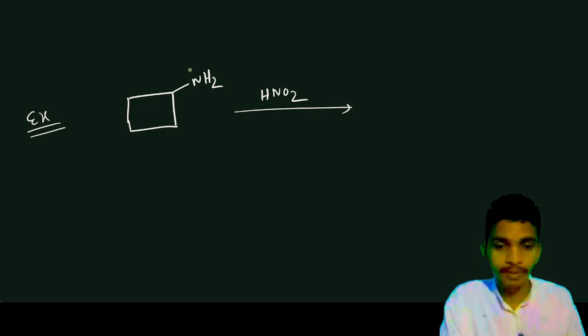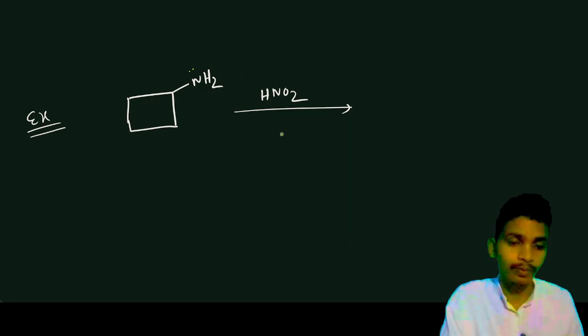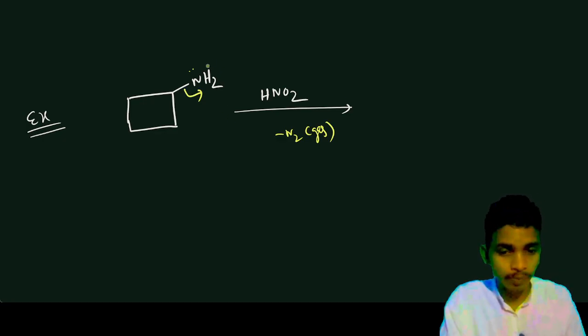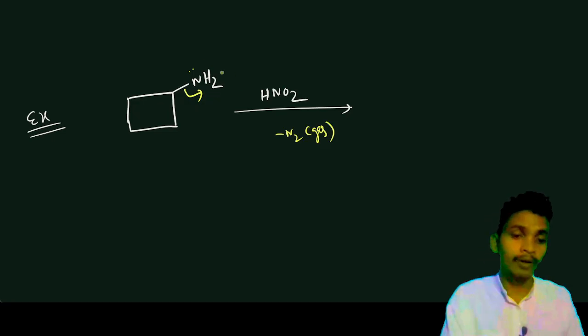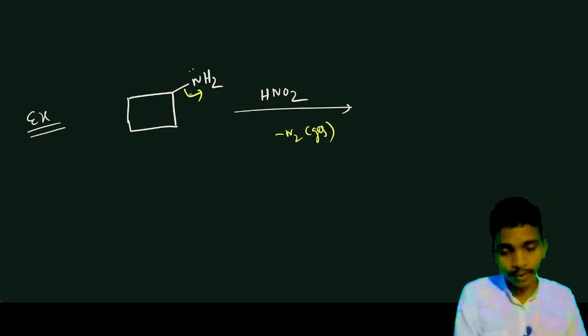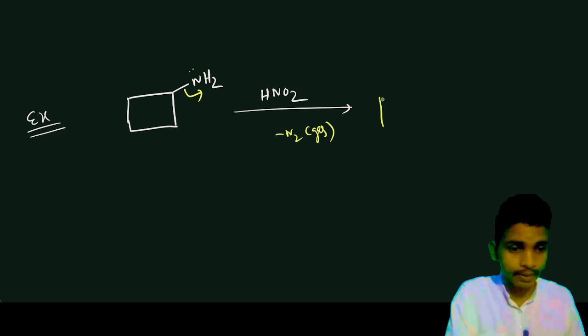Okay, now moving to the next question. Here also, nitrogen gas is there and HNO2 is there, so just remove that N2 gas. It will remove NH2 as nitrogen gas, and after that it will be released. So we will get this type of structure here, and because this is released, there is going to be a positive charge here.